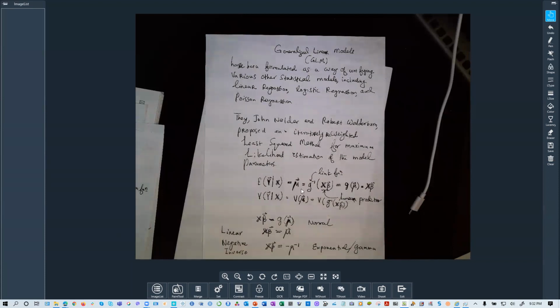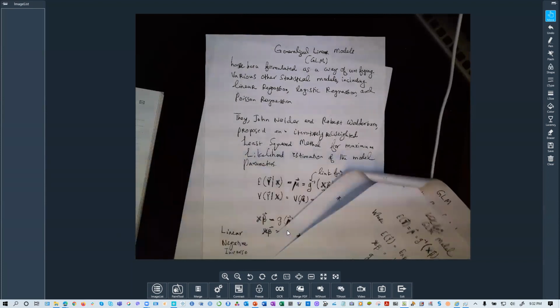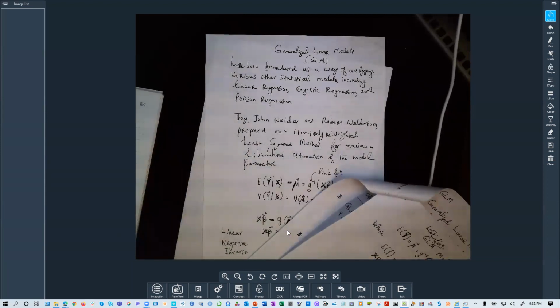They say that instead of using mu, they prefer to use something called a function of mu. They were using a function of mu, based on the function of mu.